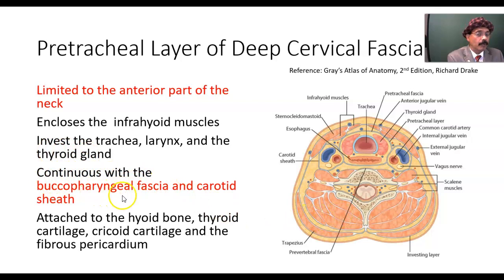Continuous with the buccopharyngeal fascia and carotid sheath, attached to the hyoid bone, thyroid cartilage, cricoid cartilage, and the fibrous pericardium. Attachment of the pretracheal fascia to the fibrous pericardium. Okay, so this is continuity with that of the buccopharyngeal fascia for the buccal muscle and the pharynx.